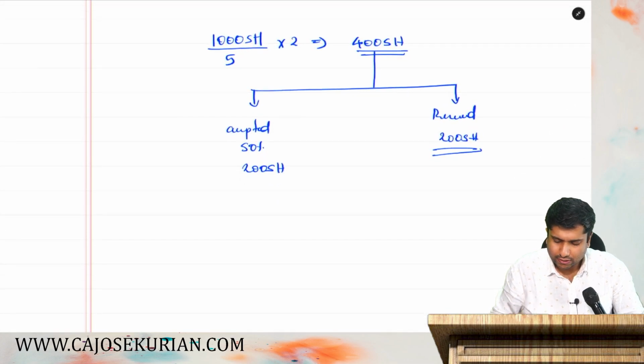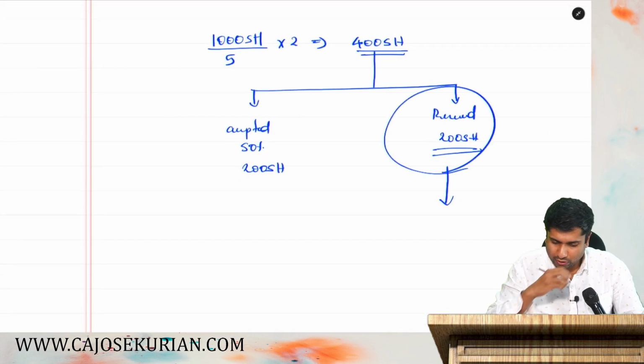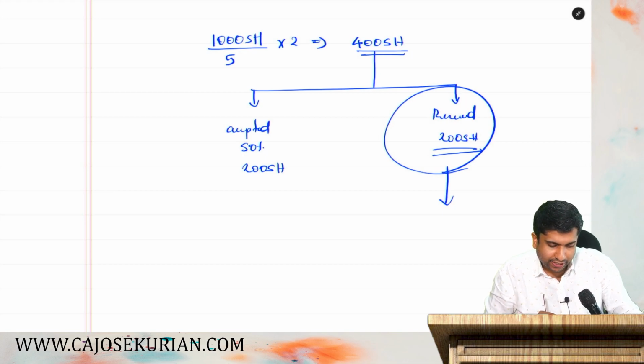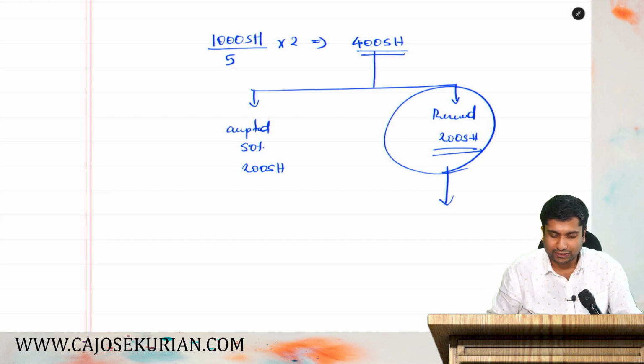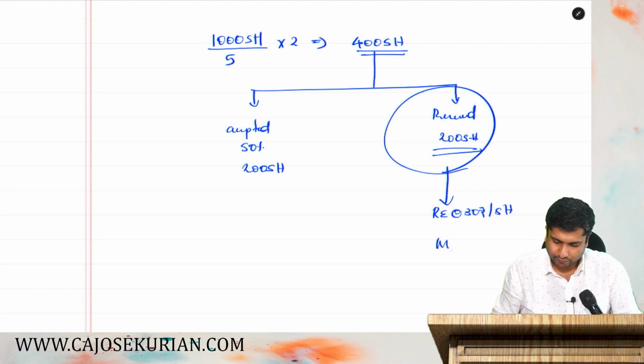Now listen, he renounces the balance right in favor of Mr. Q for 30 per share. That means the right entitlement is sold for rupees 30 per share to Mr. Q. Mr. Q is the right renouncee.